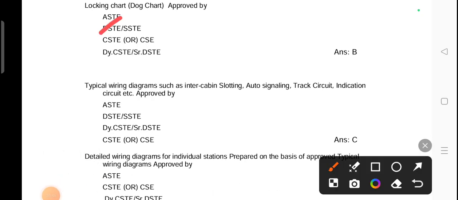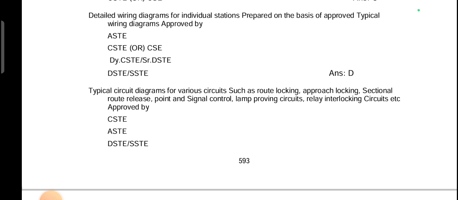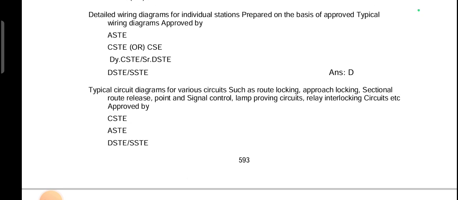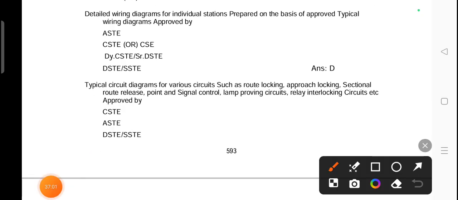Typical wiring diagrams such as inter-cabin slotting, auto signaling, track circuit indication circuit, etc., approved by Deputy CST or Senior DST. Detailed wiring diagram for individual stations prepared on the basis of approved typical wiring diagram, approved by DST or SST.